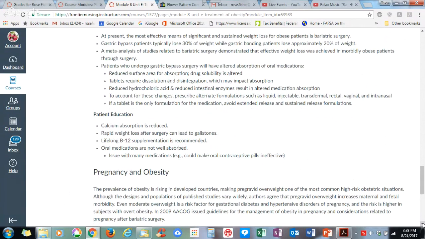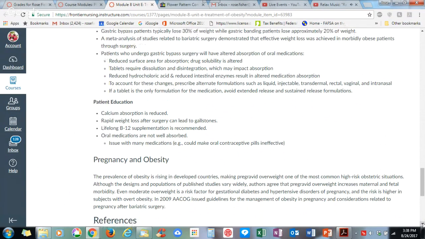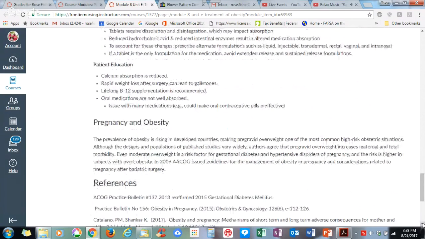Reduced surface area for absorption. Drug solubility is altered. Tablets require dissolution and disintegration, which may impact absorption. Reduced hydrochloric acid and reduced intestinal enzymes result in altered medication absorption. To account for these changes, prescribe alternate formulations such as liquid, injectable, transdermal, rectal, vaginal, and intranasal. If a tablet is the only formulation for the med, avoid extended release and sustained release formulations.